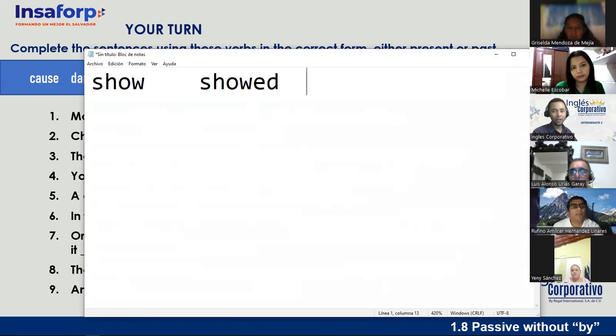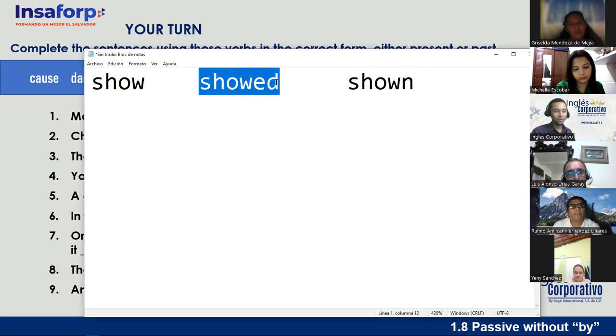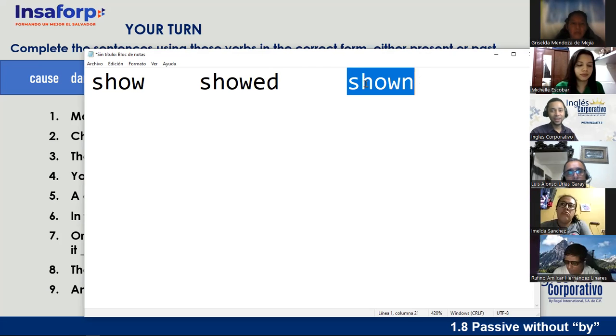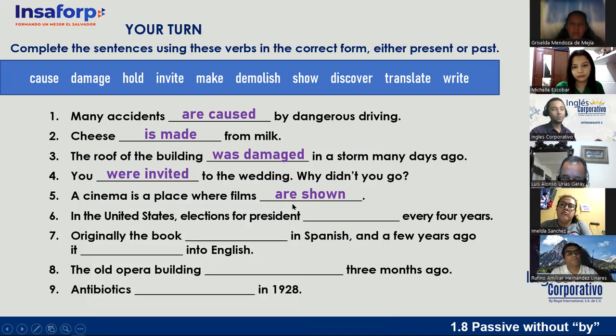And people think then, okay, then that means the past participle is also showed. But in reality, this is not correct. The past participle is shown. The verb show is irregular. Pero se entiende que a veces nos confundamos un poco porque si vemos la forma en pasado, parecería que es un verbo regular. Entonces, ahí nos vamos, como decimos en buen salvadoreño, en la chicahuita. Entonces, like grow. Sería, like grown, okay? So you have shown. That's the past participle. So, yeah, a cinema is a place where films are shown. Okay, solo ese detalle. Por lo demás, todo bien.